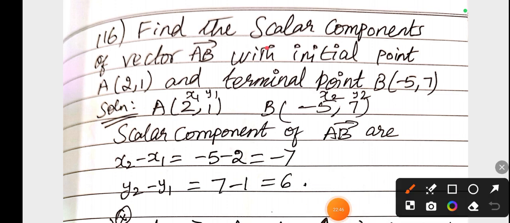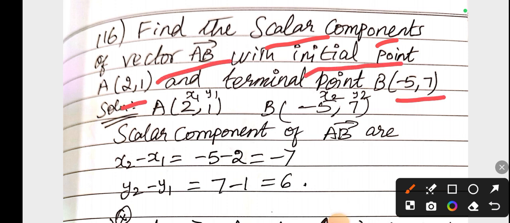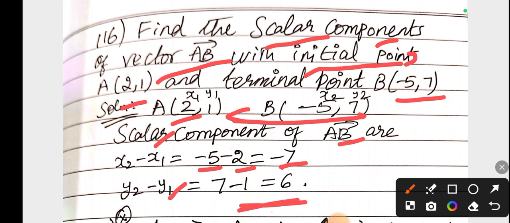116th question. Find the scalar component of vector AB with initial point 2, 1 and terminal point minus 5, 7. What is the formula for initial and terminal points? Scalar component of AB is x2 minus x1, then y2 minus y1. x2 is minus 5, x1 is 2. So minus 5 minus 2 is minus 7. y2 minus y1, 7 minus 1, we got 6.